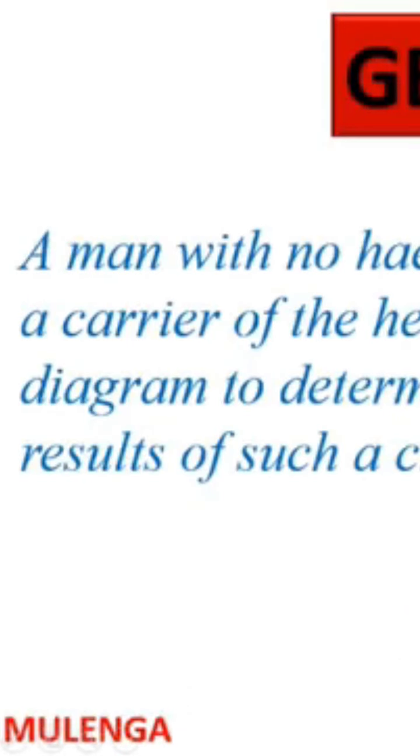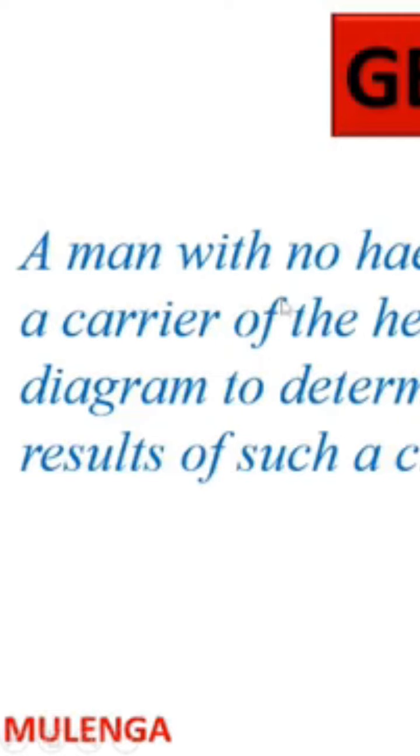So in this presentation, I want us to answer this question right here. This is a question coming from genetics. The question reads: a man with no hemophilia marries a woman who is a carrier of the hemophilic gene. Use a full genetic diagram to determine the genotype and phenotype results of such a cross.